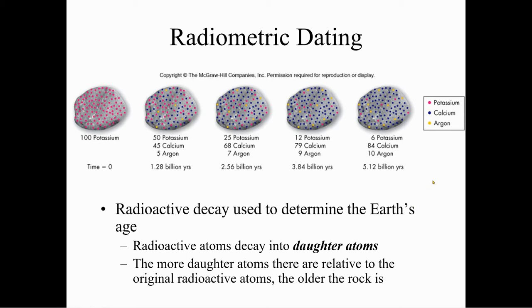Radioactive decay is used to determine the Earth's age. Radioactive atoms decay into daughter atoms. The more daughter atoms there are relative to the original radioactive atom, the older the rock is.